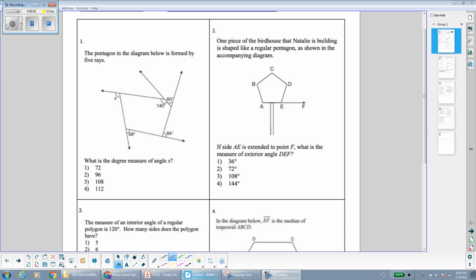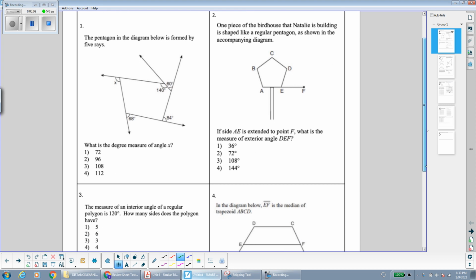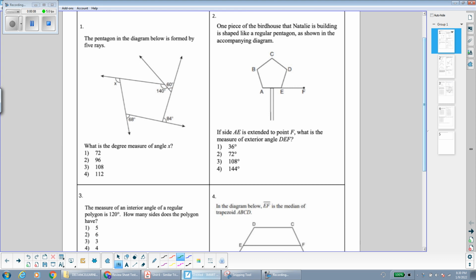Hi everybody, in this video I'm going to go through the review sheet for test number 6, which is our last test of the semester. So in question number 1, it says the pentagon in the diagram below is formed by 5 rays. And what we need to do is find the degree measure of angle x.